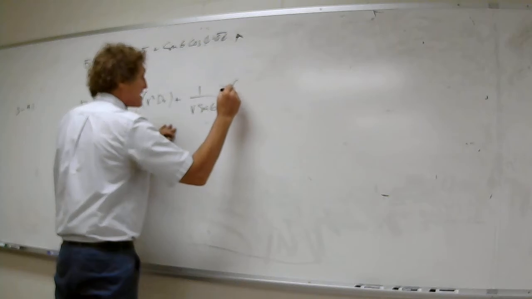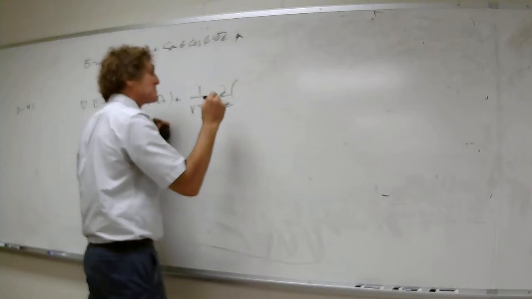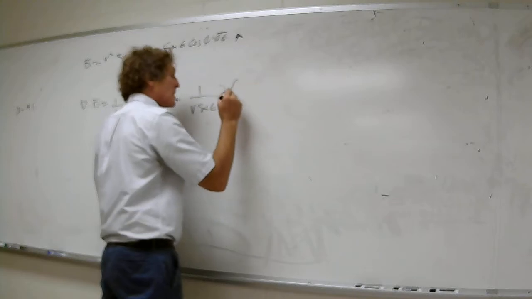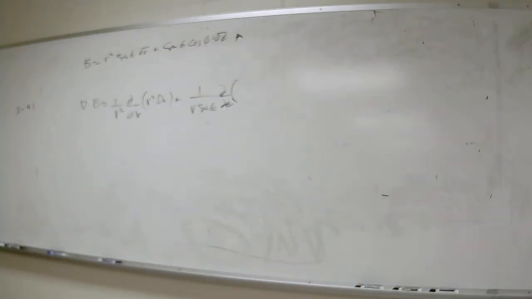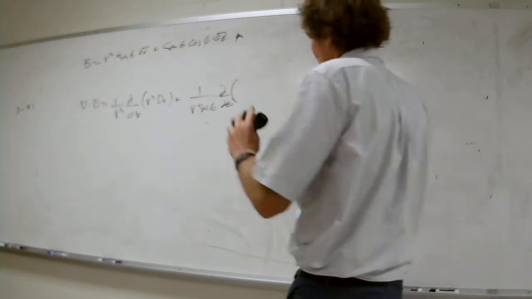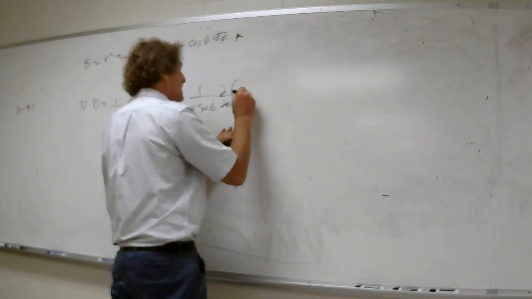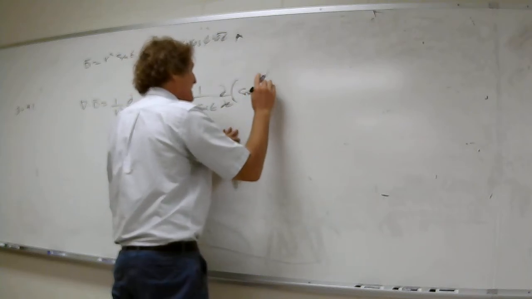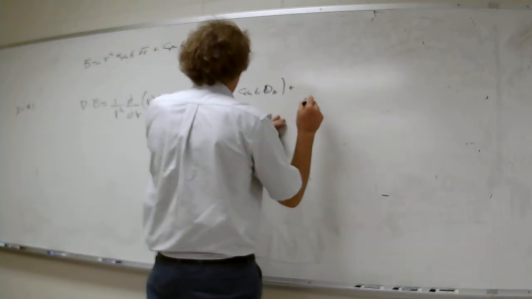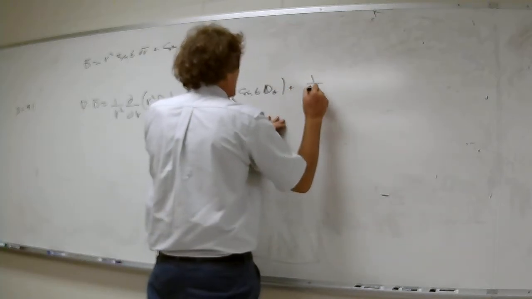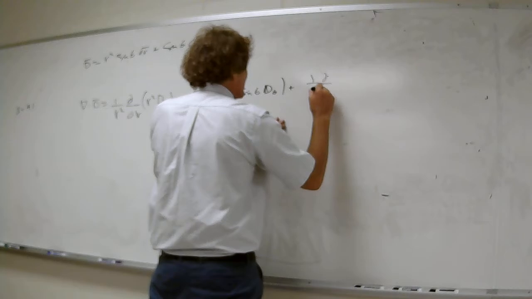Just look at the book. Sine theta, times D_theta sine theta, d theta, right? Plus, and then it's going to be 1 over r d phi.